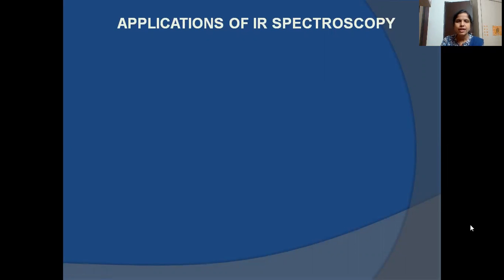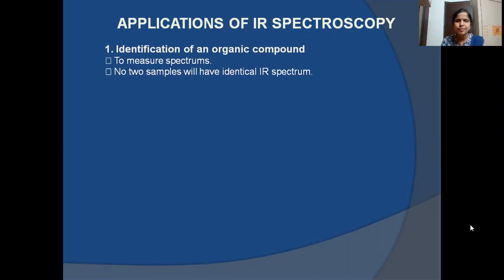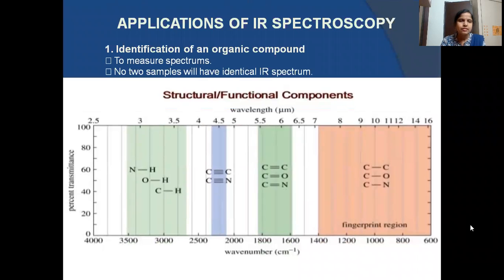The main application of IR is the identification of an organic compound. That is, to measure the spectrum, because we know that no two samples will have an identical IR spectrum. So each and every individual functional group or sample of organic compound will have a different IR spectrum. With that, we can easily find out what the exact molecule is. So these are the structural or functional components.